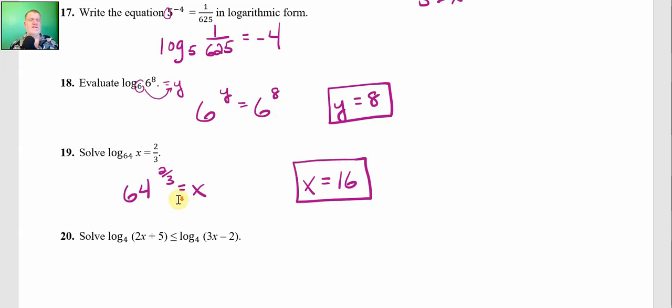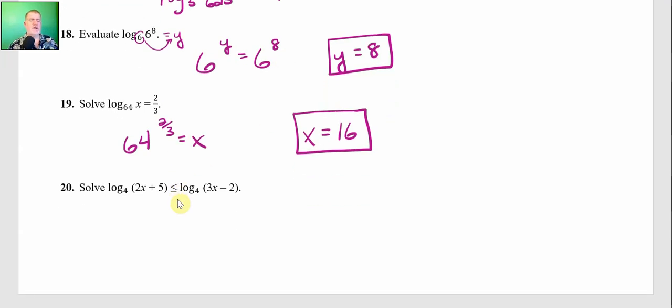All right, last question. Oh, our logs are the same. My goodness. Where's the challenge? I just noticed on here there's no squares. There might be a square on the quiz, just so you're aware. So look back to the last section if you're not sure. Anyway, we're going to solve this.